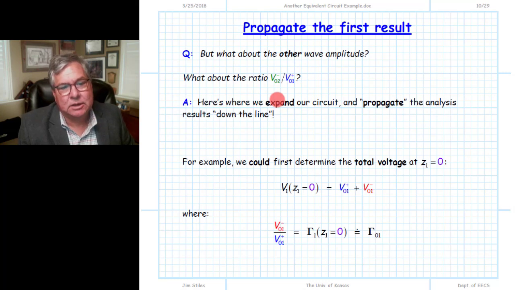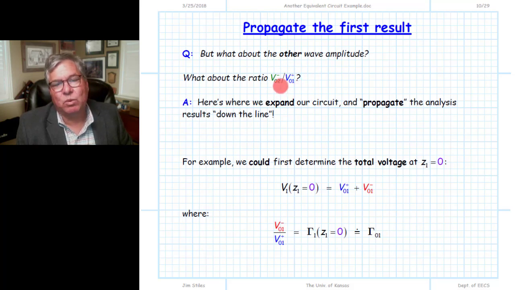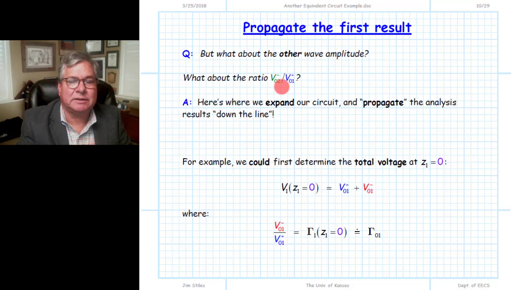So we found our first answer, the ratio of V01 minus to V01 plus. Now what about this second answer, the ratio of V02 minus to V01 plus? What is the wave amplitude of the other scattered wave, the scattered wave on the second transmission line? Well, to be able to determine this, we now need to expand our accordion back up. We need to go through and take our circuit and pull it back out in a more physical way, and then take our result we just got and propagate it down to that next section.